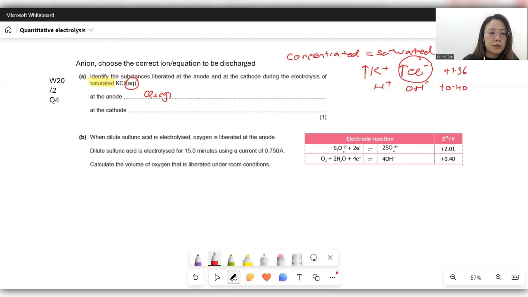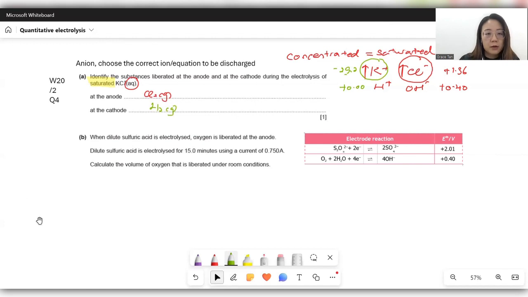For the cation, the concentration does not affect the selectivity. We do not say that because K+ ions is present in high concentration, therefore K+ ion will be discharged. No. For the cation, we will go back to status quo. We will pick the more positive E value to be discharged. Potassium is something like negative 2.92 around there, a very big negative number. We will go back to square one, where we will pick the more positive cation to be discharged, regardless of the concentration. You have to know this. So hence, hydrogen gas will be liberated over here.